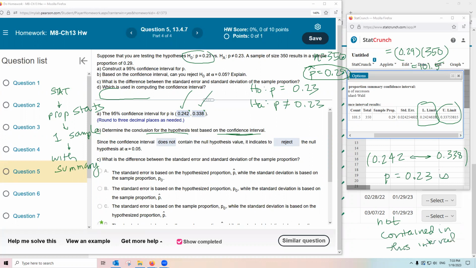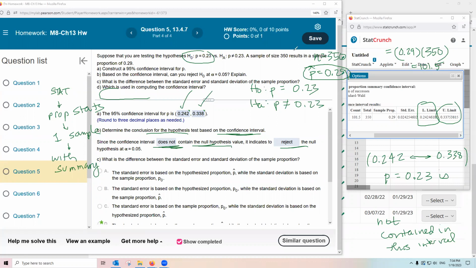So that means we can say we're highly confident that p equals 0.23 is not the population proportion. So that means we could say the confidence interval doesn't contain the null hypothesis. So we can reject the null hypothesis here.